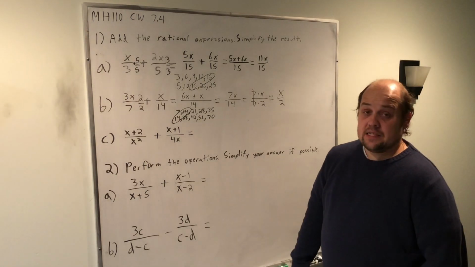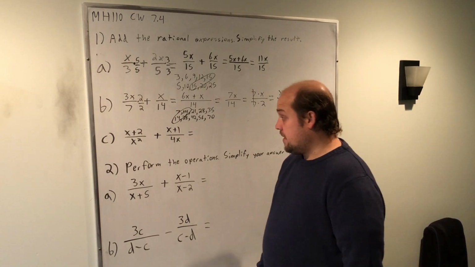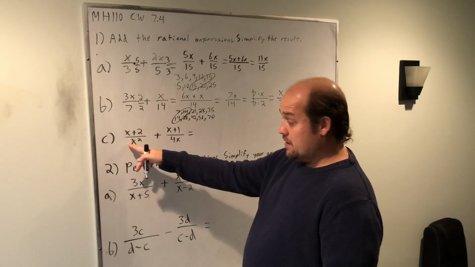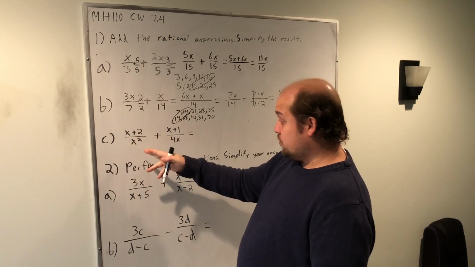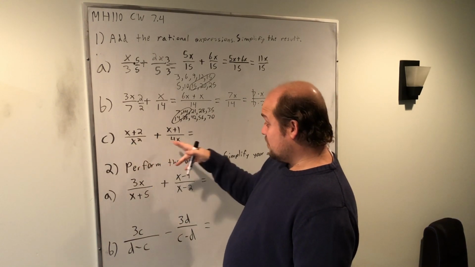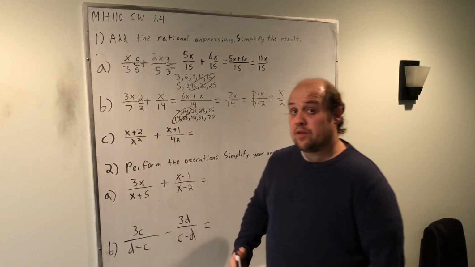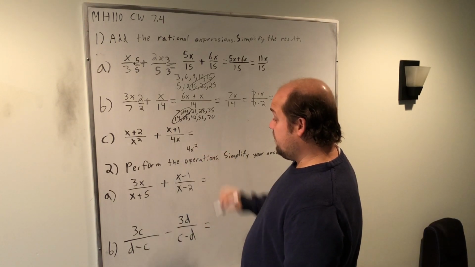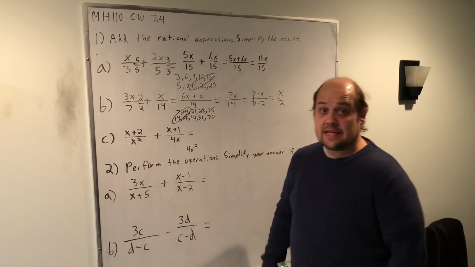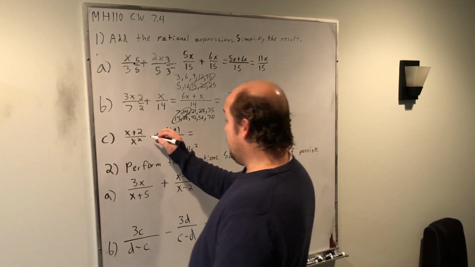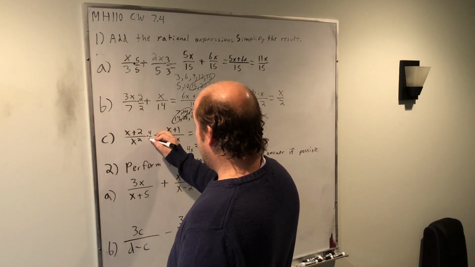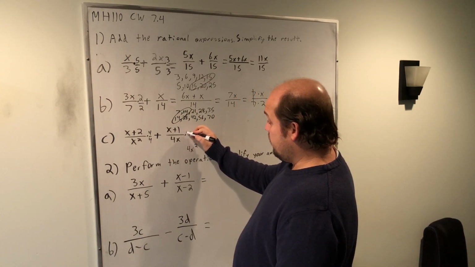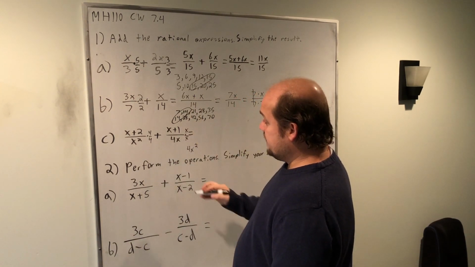In part C, it's a little bit trickier to find the common denominator. Here, this is really just an understood 1. This is a 4, so I need to multiply by 4. I also have to look at the variable. Here I have an x squared, here I have an x. I want the highest power of the variable, so really my common denominator is going to be 4x squared. To get the first term to 4x squared, I'm going to multiply by 4 over 4. To get the second term's denominator to 4x squared, I'm going to multiply by x over x.